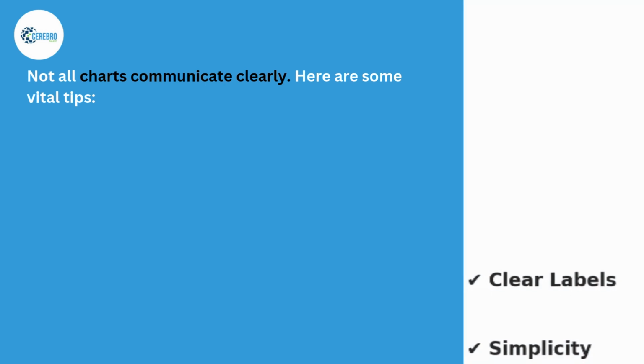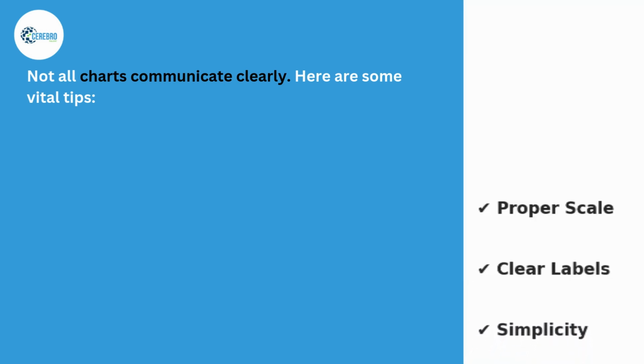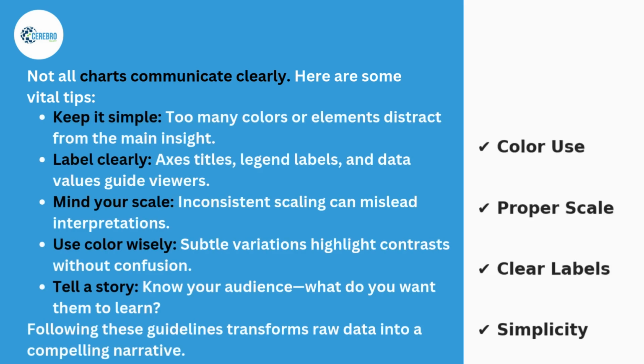Not all charts communicate clearly. Here are some vital tips. Keep it simple. Too many colors or elements distract from the main insight. Label clearly. Axis titles, legend labels, and data values guide viewers. Mind your scale. Inconsistent scaling can mislead interpretations. Use color wisely. Subtle color variations highlight contrasts without confusion. Tell a story. Always keep your audience in mind. What do you want them to learn? Following these guidelines transforms raw data into a compelling narrative.